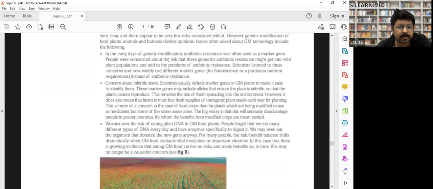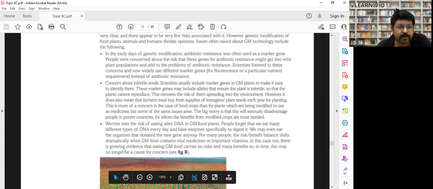In the early days of genetic modification, antibiotic resistance was often used as a marker gene. People were concerned about the risk of these genes. Antibiotic resistance might get into the wild plant population and add problems. Scientists listened to these concerns and now widely use different marker genes, fluorescence or particular nutrient requirement, instead of antibiotic resistance genes, right?